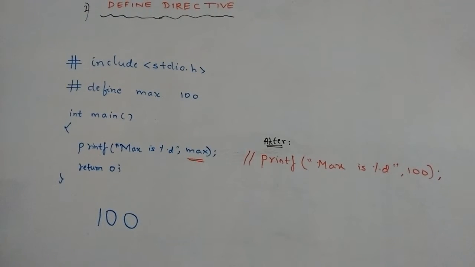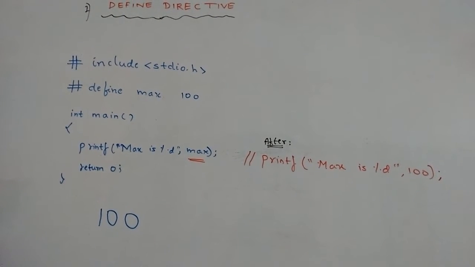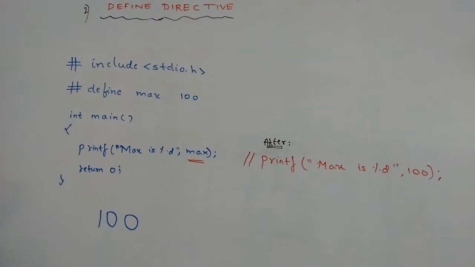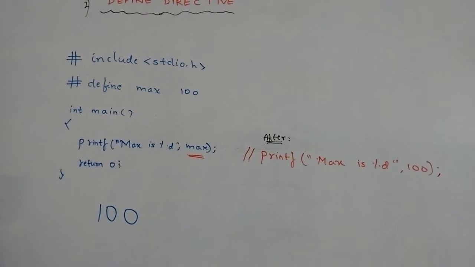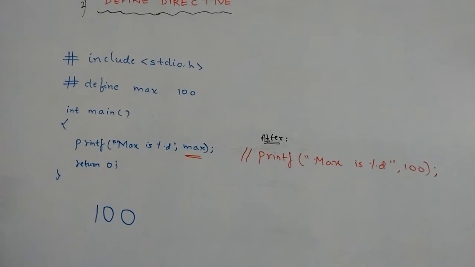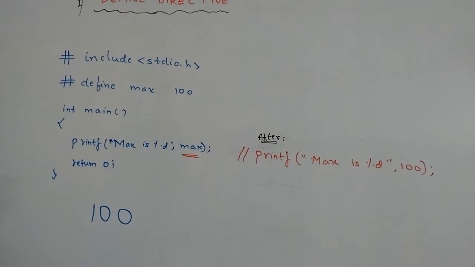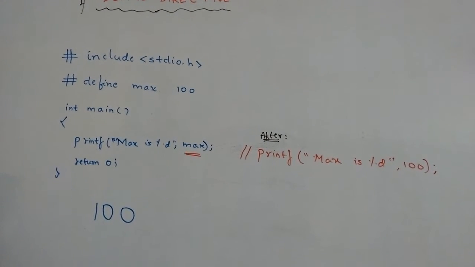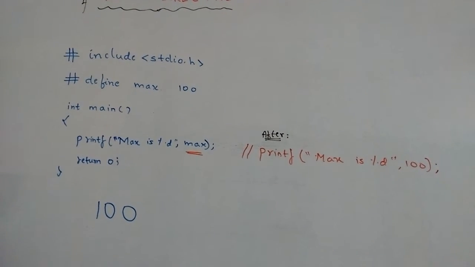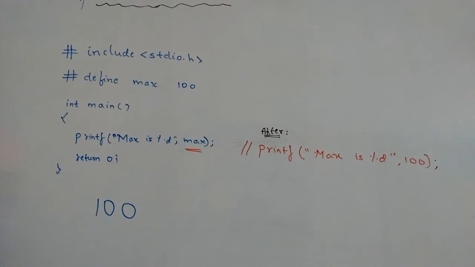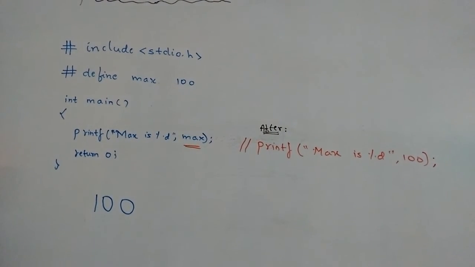So after preprocessing, how the program would look is, the hash statements would go off. In place of hash include stdio.h, which I already discussed in the last video, you would have a set of inbuilt functions, basically the body of stdio.h. And hash define max 100 would also go off. And how the new printf function would look, I have written in red ink, as you can see. "Max is %d", 100, that is how it would look. Then it will return 0, so control comes out of the main function, and the output would be 100.